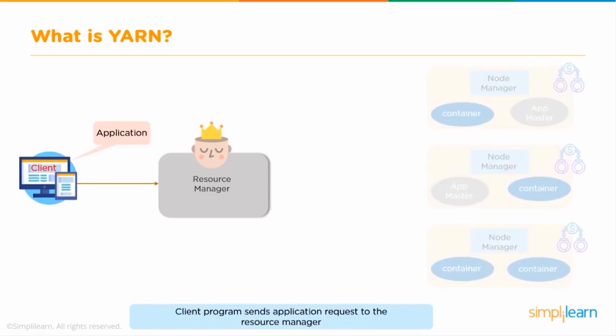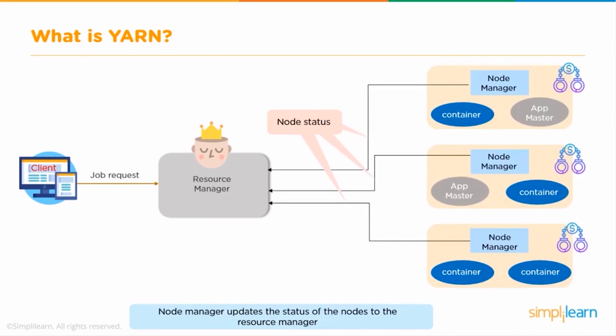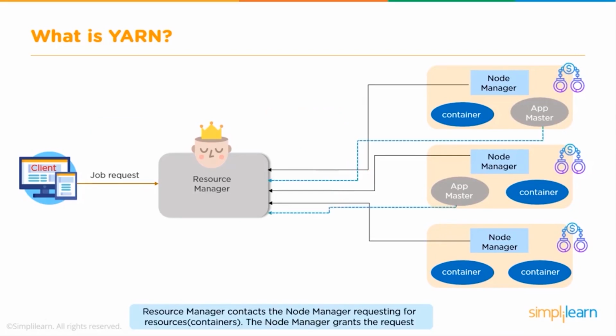Your client program sends an application request to resource manager. Resource manager is already getting information of which nodes are available, what is their capacity, how much resources they have, and so on. Resource manager would then, based on the application request, contact the node manager requesting for containers. Node manager grants the request, and then your resource manager would start application master, basically saying take care of the execution, and once the execution of application is done, come back and communicate to me. Application master, which is a piece of code, will run in one of the containers and will use all the other containers to execute the tasks.